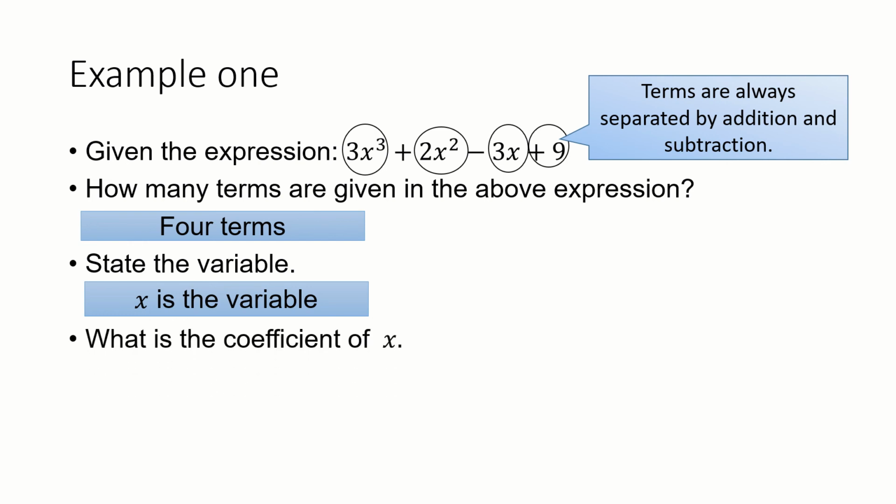What is the coefficient of x? This is where you need to be careful. We've got x cubed. The coefficient of x cubed will be 3. We've got x squared. The coefficient of x squared will be 2. And then we've got x. What is the coefficient of x? Correct. The coefficient of x will be minus 3.